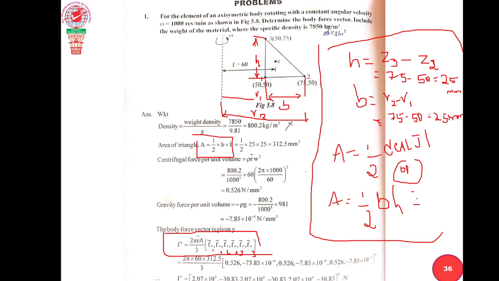How much will you get? B into H, 25 into 25 divided by 2. 312.5 mm square. Correct, no?